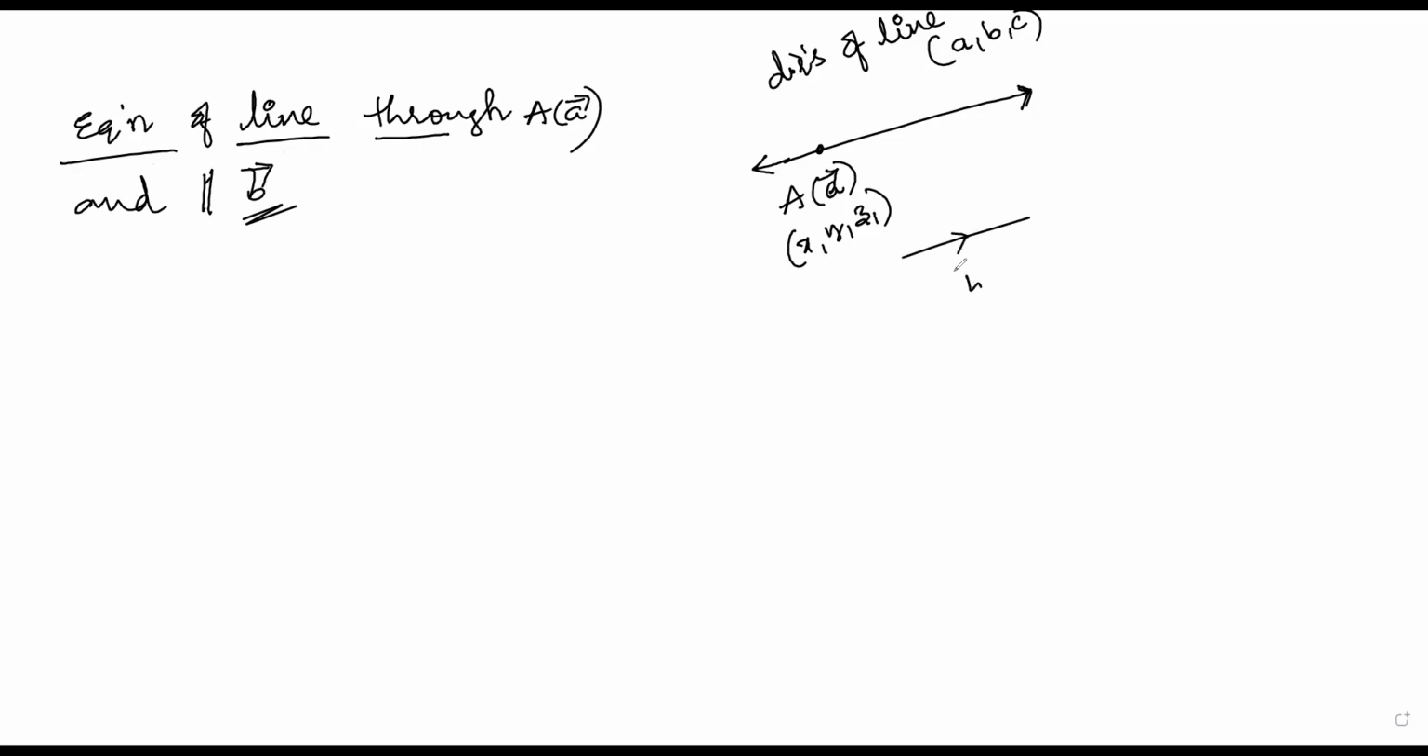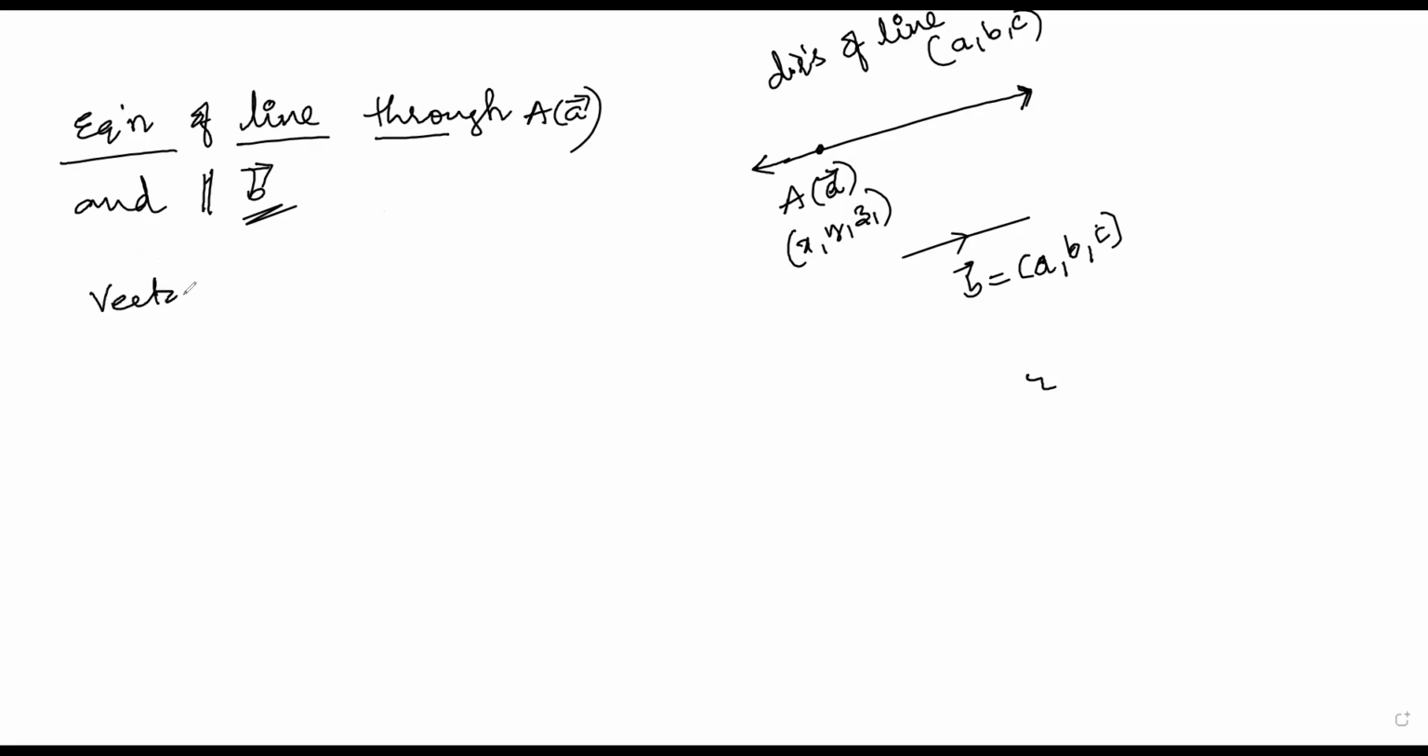Okay, if it's parallel to B bar. So what is B bar? So here, with position vector we write. So A, B, C. DRs are A, B, C like this. DRs are A, B, C. Okay, right. So then what is the equation of the line then?